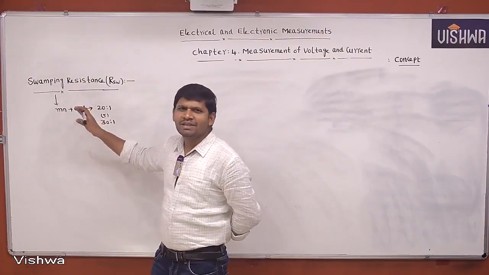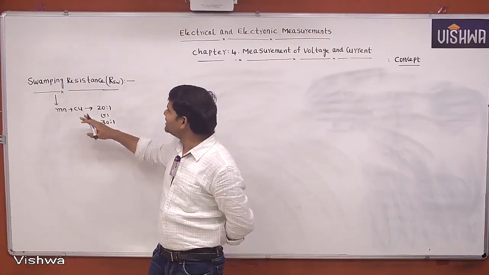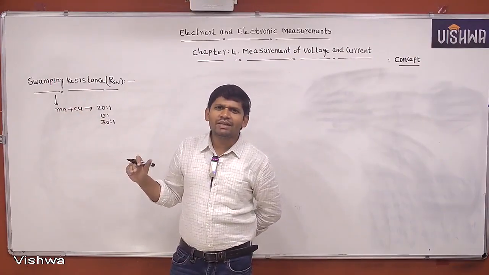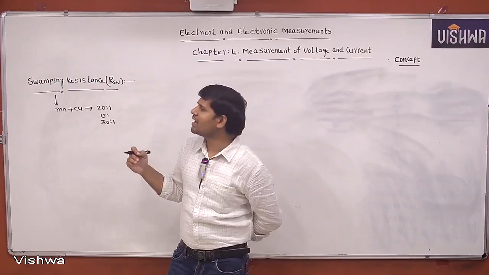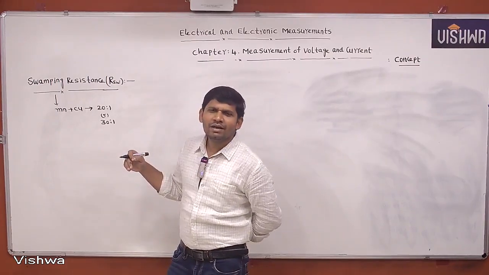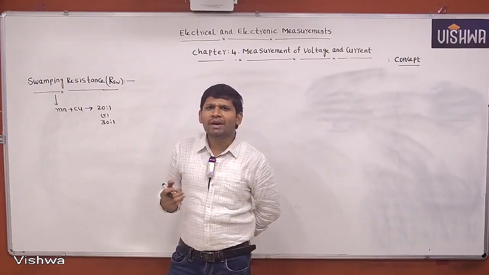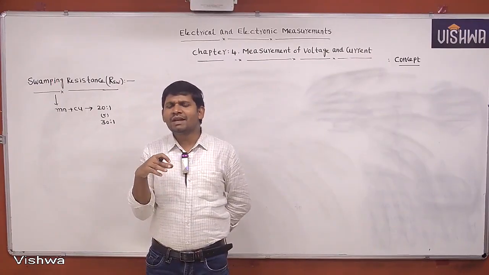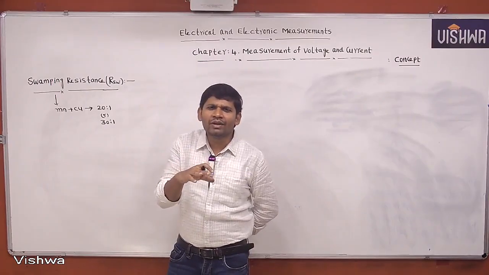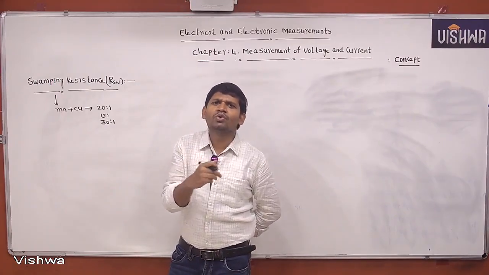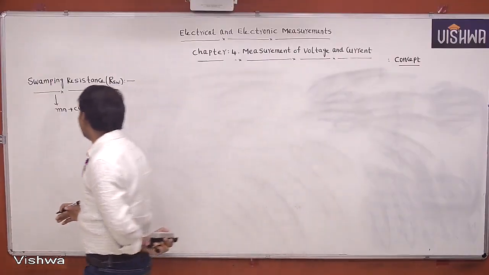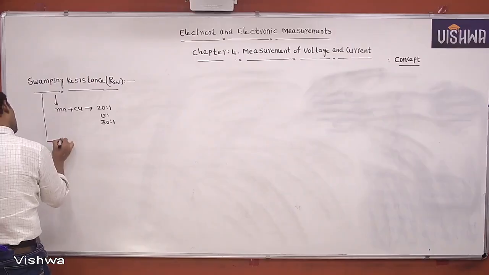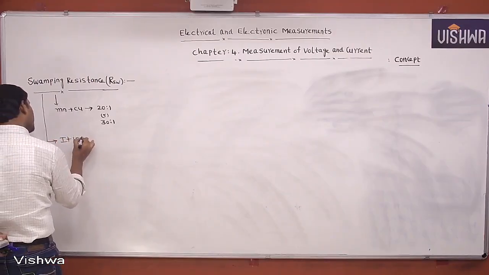Swamping resistance is not a separate resistance. It is also one of the manganin resistances. But why is the name given as swamping resistance? The purpose of using swamping resistance is that it is used to reduce the temperature errors in ammeters. Mainly swamping resistance is required only in ammeters, but there is no need of any swamping resistance in the case of a voltmeter. The reason I will explain.